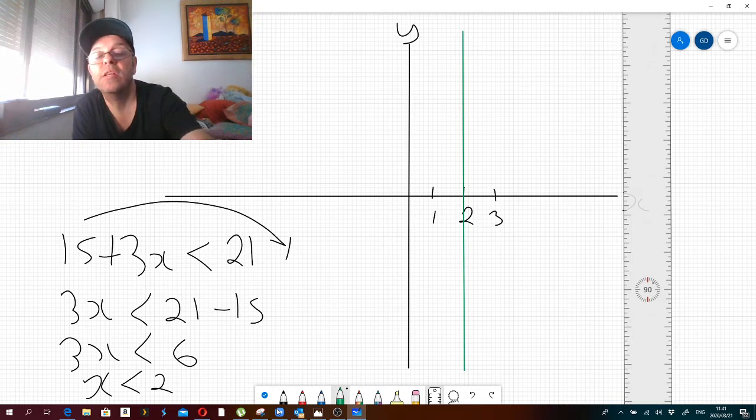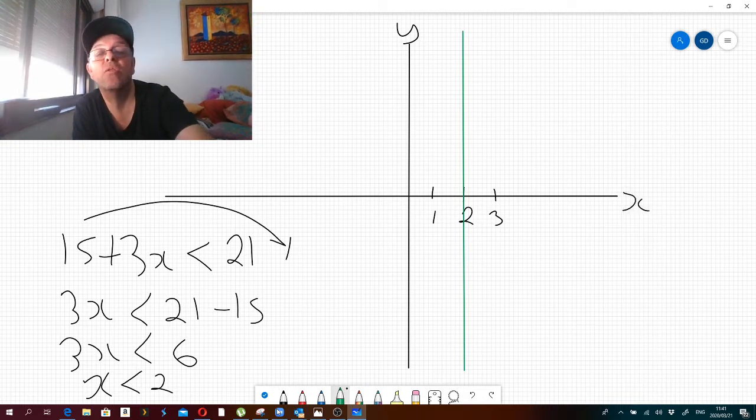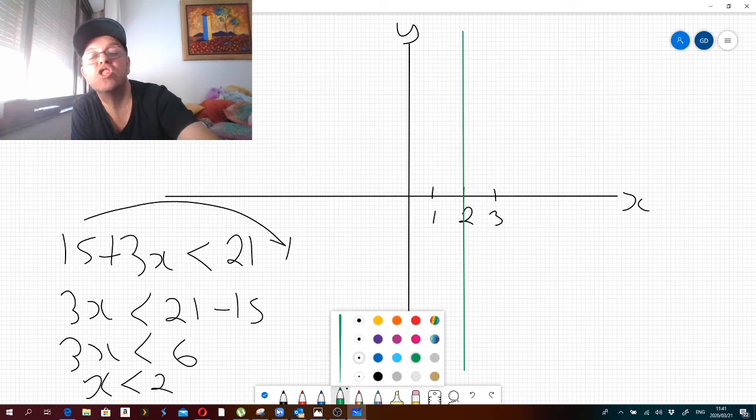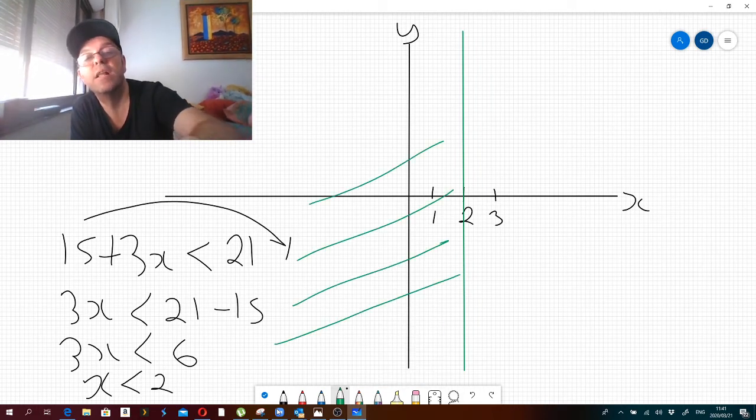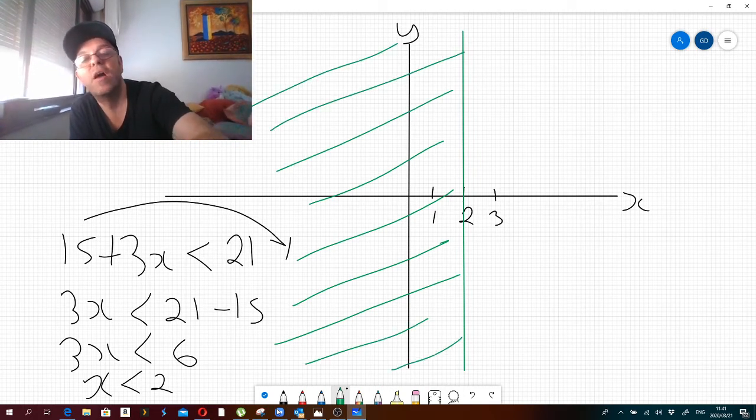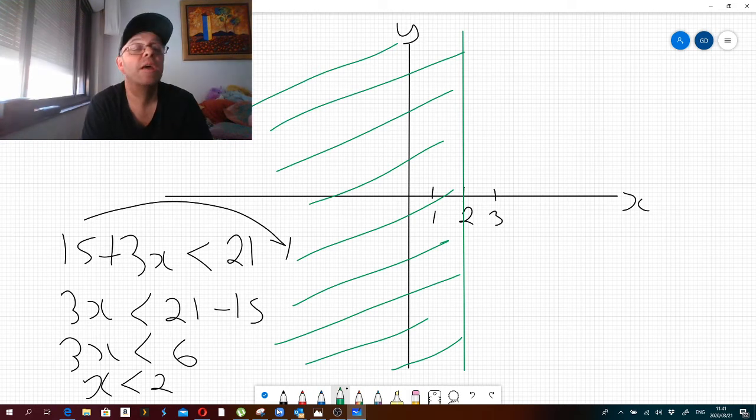Now, if we want to illustrate x is less than 2, it means that we can shade everywhere on the left-hand side of that number 2. Everywhere, because everywhere on the left-hand side of 2, the x values will be less than 2. So that would illustrate what we've got as an inequality there, x is less than 2.